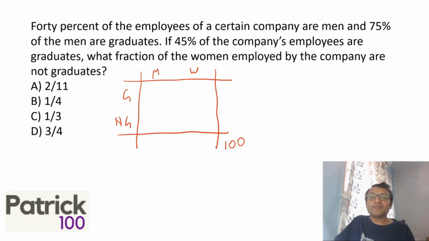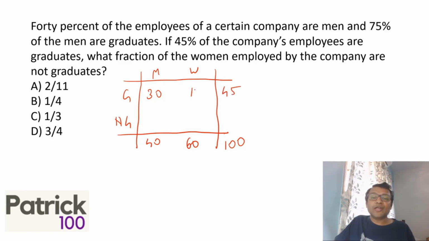40% of employees of a certain company are men. So 40% are men, automatically 60% will be women. 75% of men are graduates. So out of 40, 75% becomes 30 graduates. 45% of company employees are graduates. So out of 100, 45 are graduates.